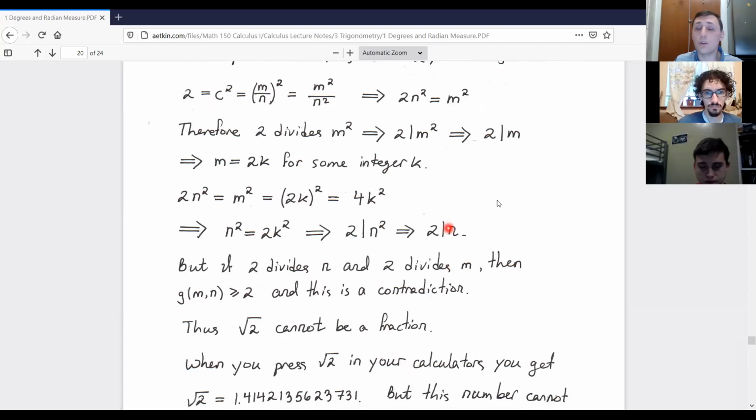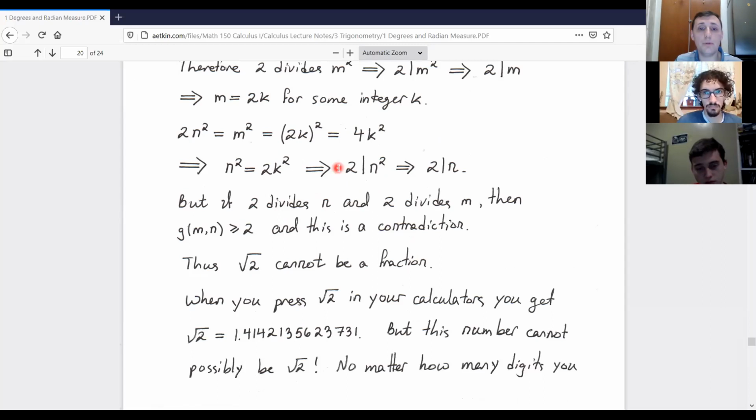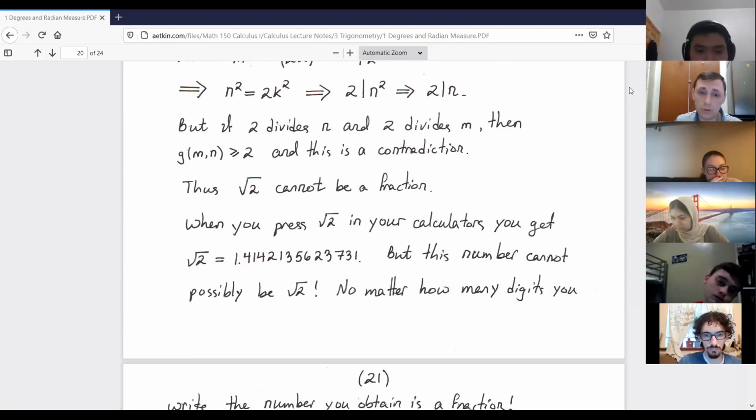So that means that root of 2 cannot be a fraction. It is impossible for it to be a fraction. And so when you type it in your calculator and the calculator spits out 1.414, whatever this number, this is a fraction. So this is not root 2. It is not root 2. The calculator is not showing you root 2.